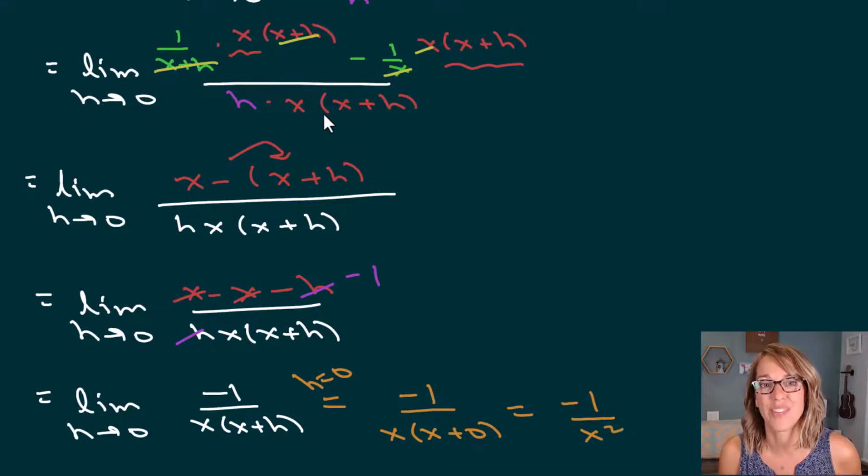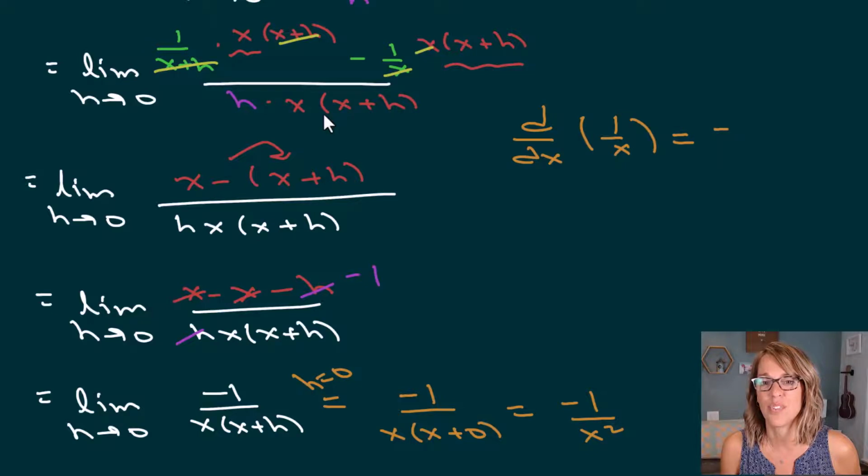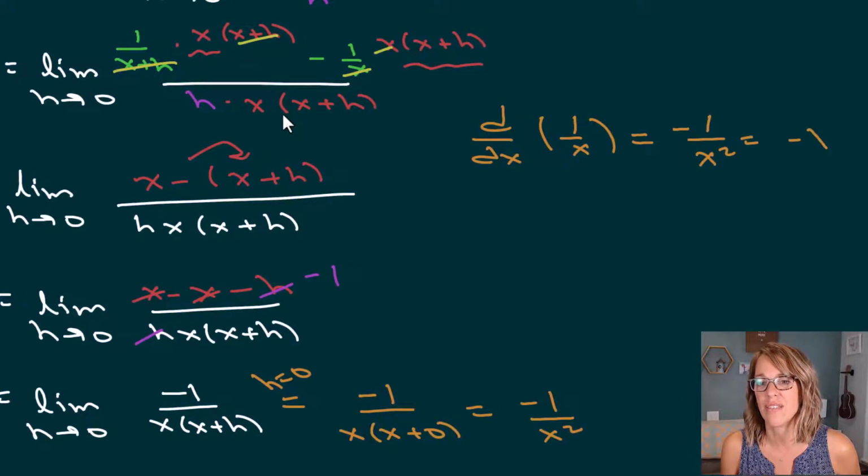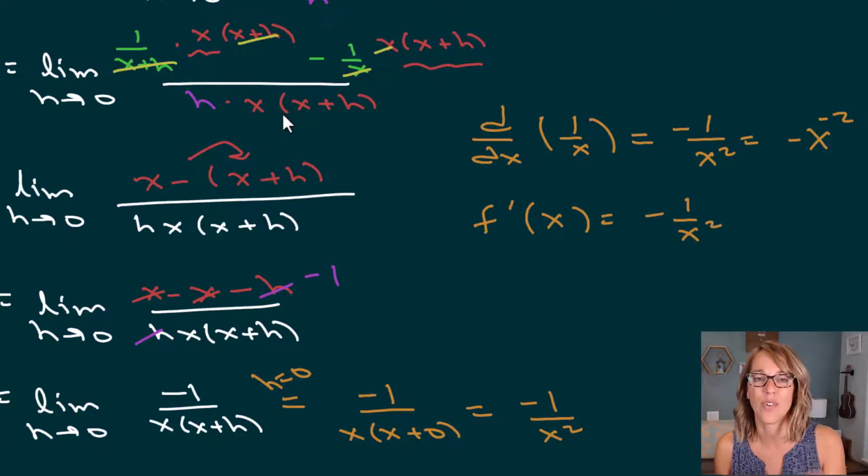This is my derivative. So I can say that d/dx of 1 over x is equal to -1 over x squared. You could also write that as -x to the -2 if you wanted, or we can use prime notation. So f prime of x is equal to the same thing, -1 over x squared. Again, this is a formula for a slope at any point along the way.